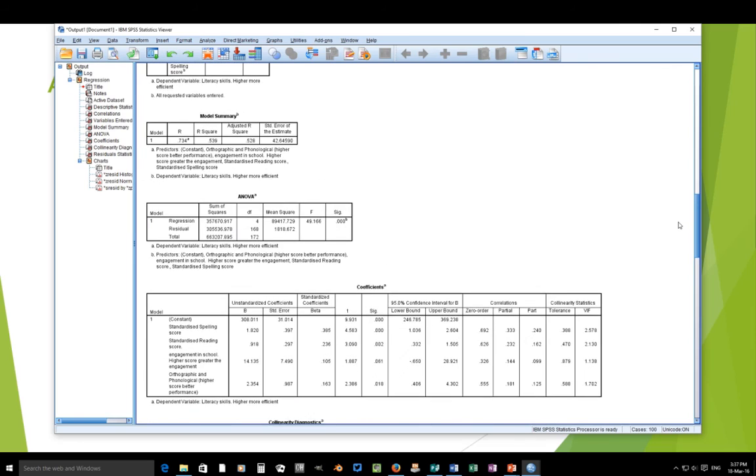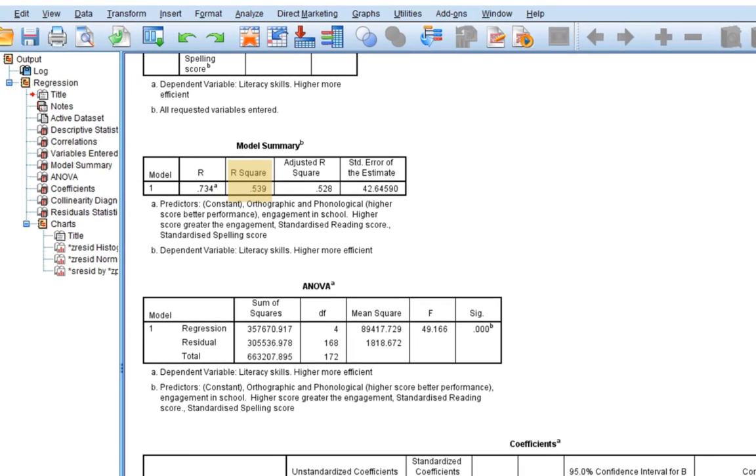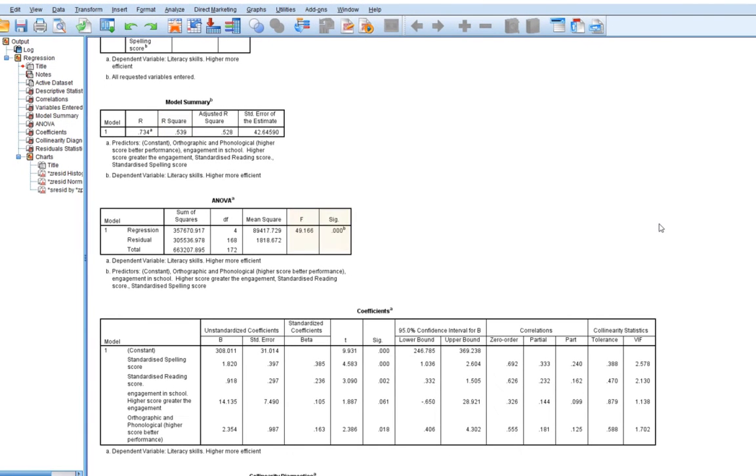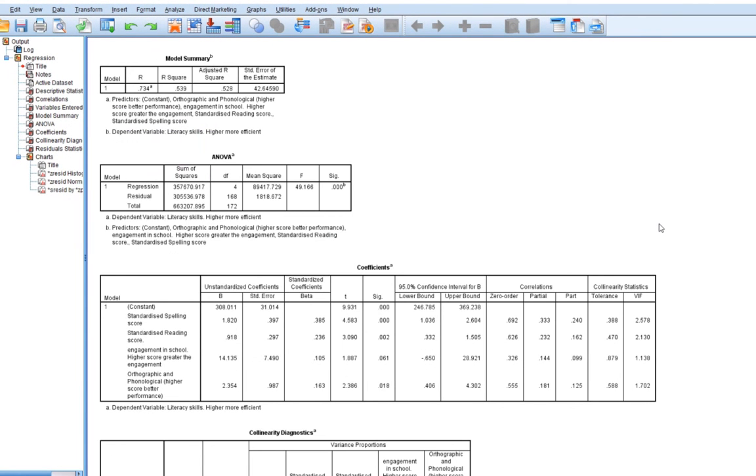And this should be old hat by now. I'm looking at my R squared value there, which is 0.539. So that tells me 53.9% of the variance in the DV is explained by the combination of these four IVs. I know it's significant because I've got the ANOVA box there, and it tells me the F, the p-value, for a test of significance of that overall R squared. From there I go to the coefficients to look, so that first part, the R squared, answers the first part of my research question. Do these IVs predict literacy skills? Yes, they do.